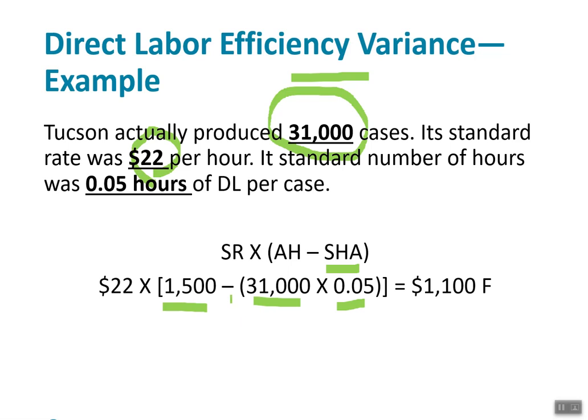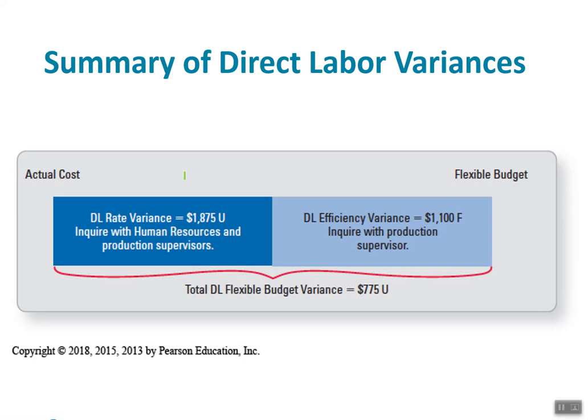Okay, so once again, because the actual in this case is less than the standard, it's favorable. So when you do the calculation, you'll see that this is less than this. So you have $1,100 favorable direct labor efficiency variance. Put the two together and you have your direct labor rate variance, which is unfavorable. You have your direct labor efficiency variance, which is favorable.